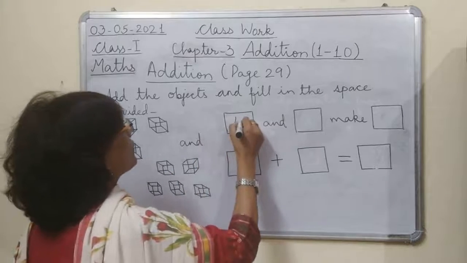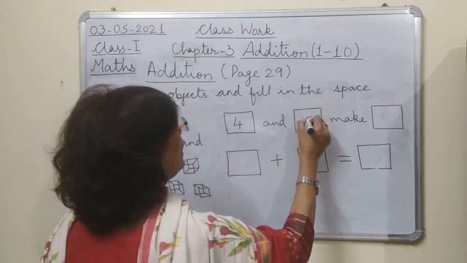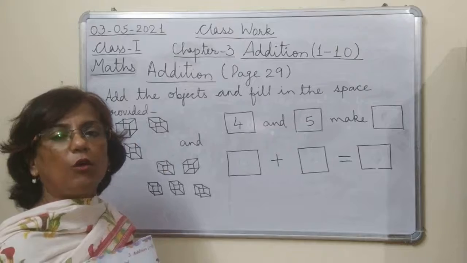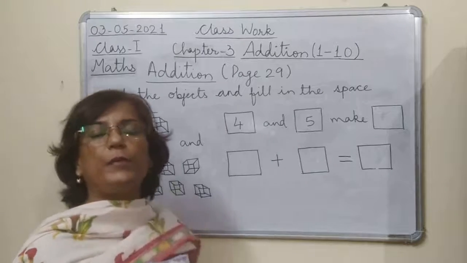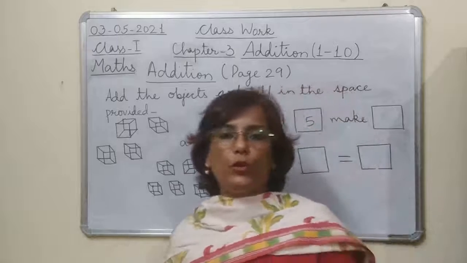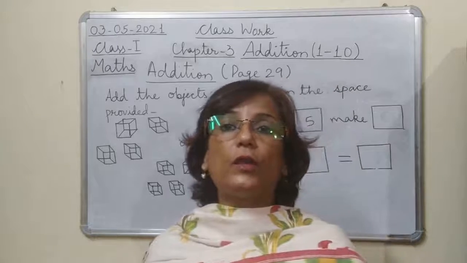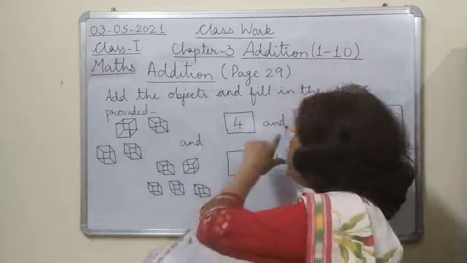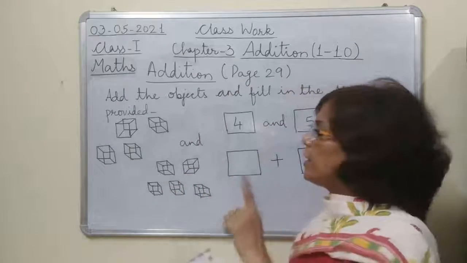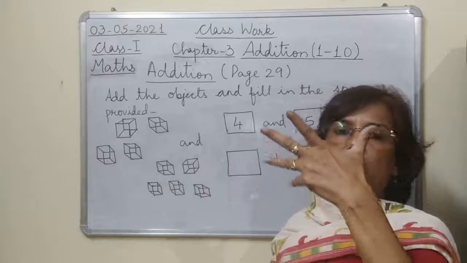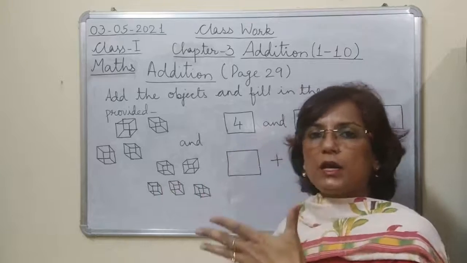That is 4 and 5. 4 and 5 make how much? 4 के बाद आप फिंगर पे भी काउंट कर सकते हो. 4 तो है. 4 के बाद in addition what do we do? Addition में हम forward counting करते हैं. In addition we count forward. So 4 and 5. So 4 तक तो counting है. 5, 6, 7, 8, 9. ठीक है, ऐसे काउंट कर सकते हो.